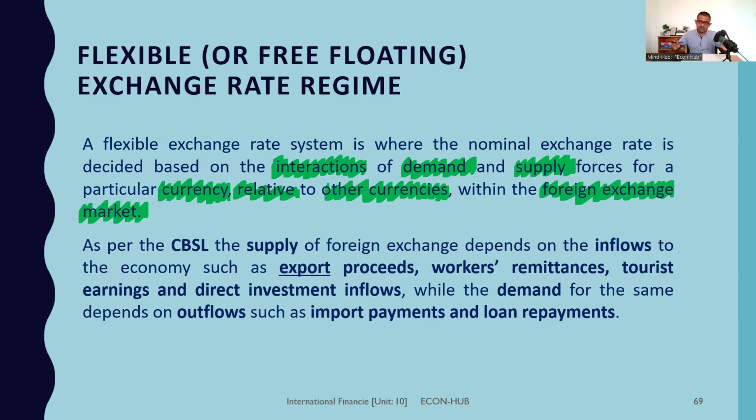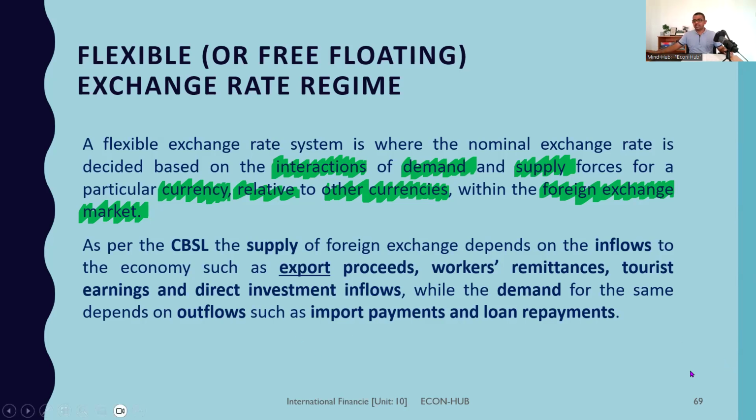Now, this simple definition, I'm sure all of you understand and can absorb. So what is a floating or flexible exchange rate system? A system where the nominal exchange rate is decided based on demand and supply for a currency in comparison to another currency. Demand and supply always works within a market. What is the market here? The forex market, the foreign exchange market. If you want to be very clear, we refer to it as the domestic foreign exchange market. But foreign exchange market is good.